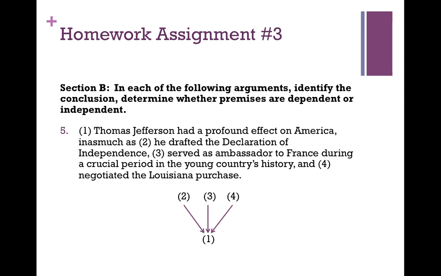And I haven't said this before, but when you have an argument that has independent premises, you can think of it as like maybe 2 offers, I'm just making up numbers here, maybe like 20% support for 1, and 3 offers 20% support, and 4 offers 20% support. But when you put them all together, it's going to make the case even stronger, offer 60%, so to speak.